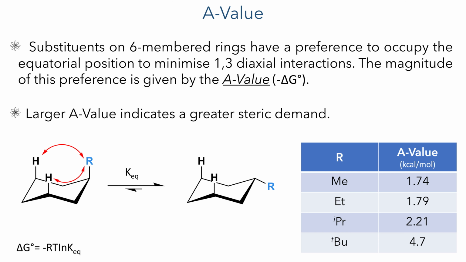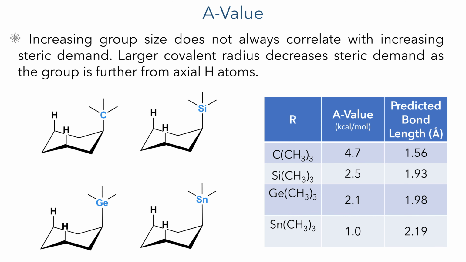It is important to note that increasing the group size does not always correlate with an increasing steric demand. Changing the atom which is bonded to the ring can cause deviations from this trend. Atoms with larger covalent radii decrease the steric demand, as the larger radius means the group is further away from the axial hydrogen atoms. We can see this in the example. By changing the atom bonded to the ring from carbon to silicon to germanium and tin, the A value decreases as the bond length increases.